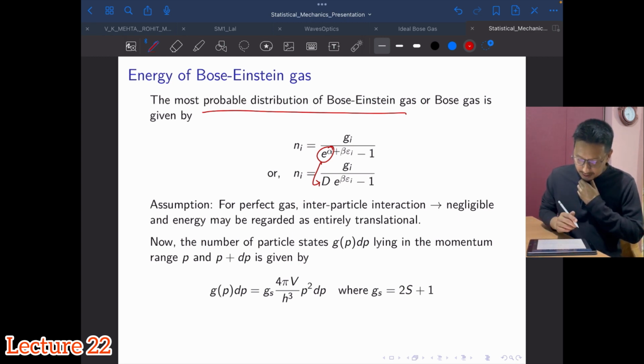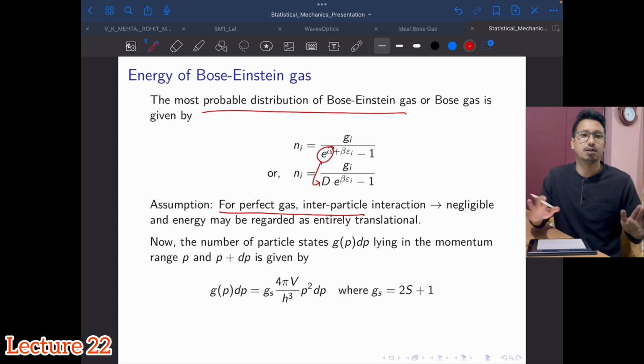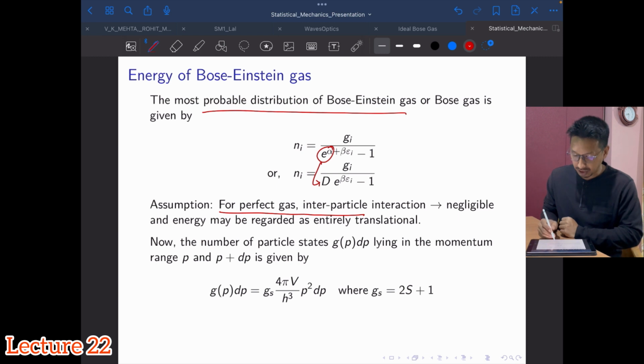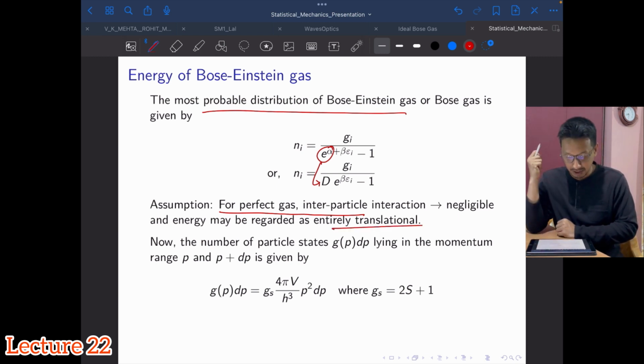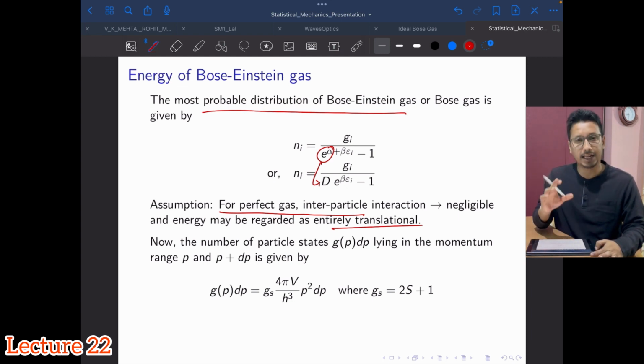Now here is another assumption that we have made: for a perfect gas, the interparticle interaction is assumed to be negligible, or almost not there. So the energy that we talk about for this kind of gas is entirely due to the translational motion of these gas molecules or particles. Whatever energy is present in that system is entirely translational energy.